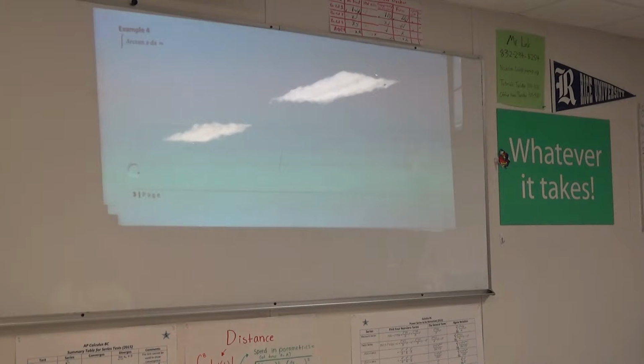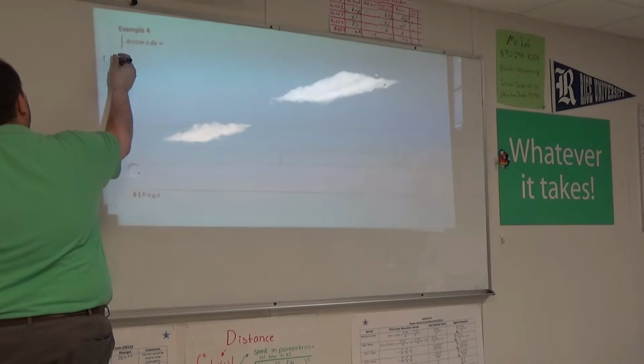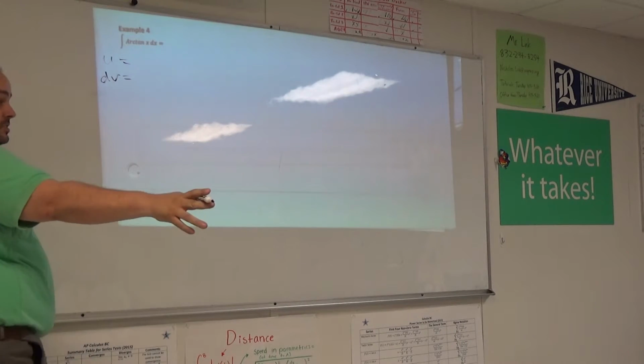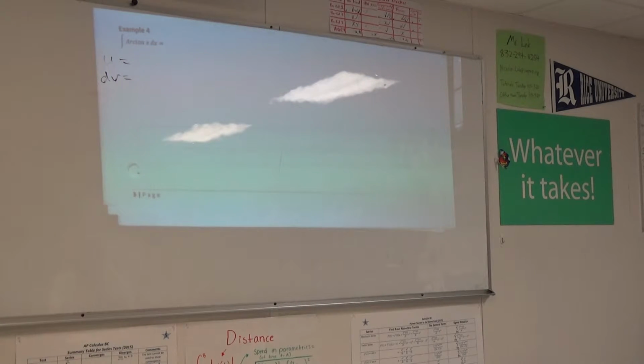Are you going to give us a hint? Integration by parts. There's a u, and there's a dv. There's a u, which is the thing that when you take the derivative, it becomes easier. And there's the dv, which is the thing that you have to know how to integrate. There's really only one choice here for what the u is.